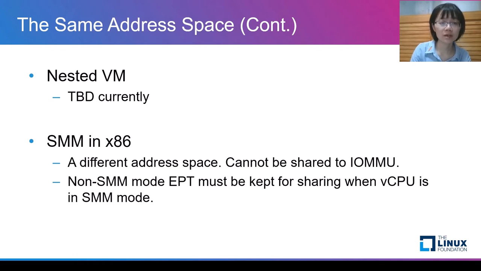For nested VM, currently the sharing is not supported because we're not sure whether the two sides are always using the same address space. For the SMM mode on the x86 platform, as it is using a different address space that cannot be shared to the IOMMU, when a vCPU is entering the SMM mode, its previous non-SMM mode EPT must not be destroyed and must be kept for sharing to the IOMMU side.